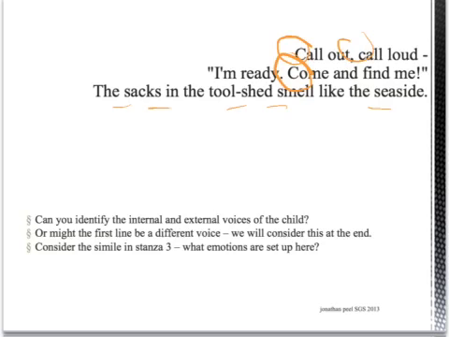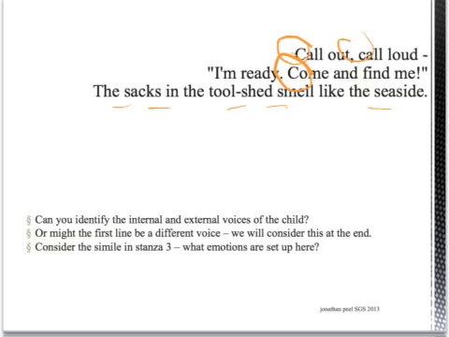Alliteration doesn't have to make something sound like something. It perhaps draws our attention to ideas. And in this case, let's just think about the third line here. What emotions are set up, not so much by the sacks, but by the seaside? What do children think of in terms of the seaside?